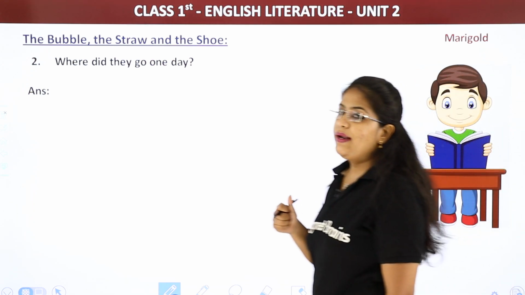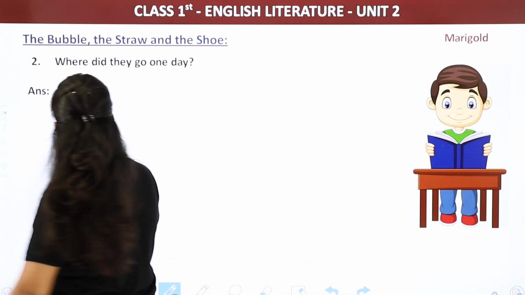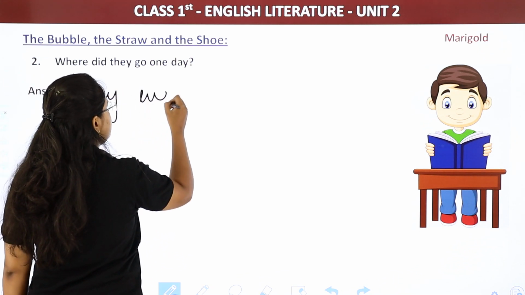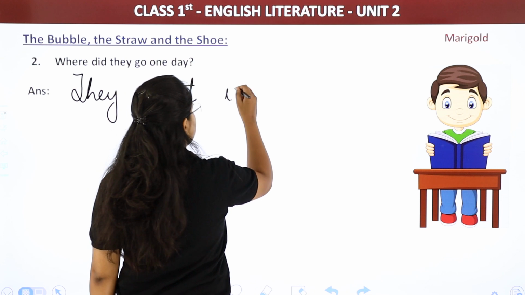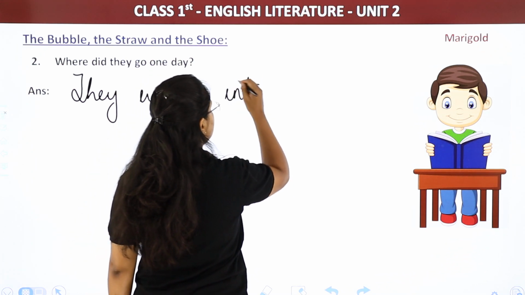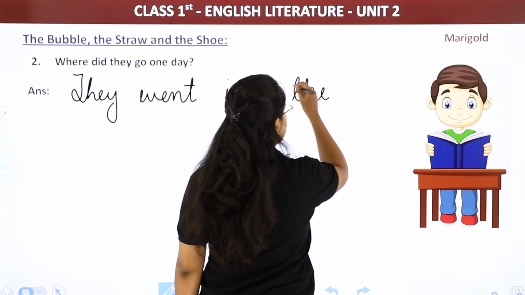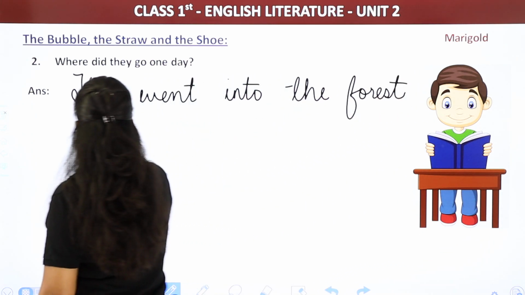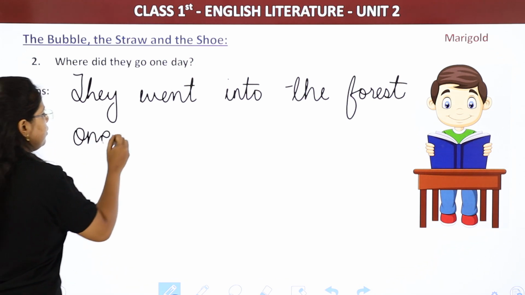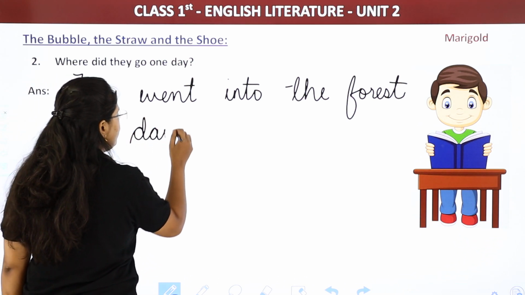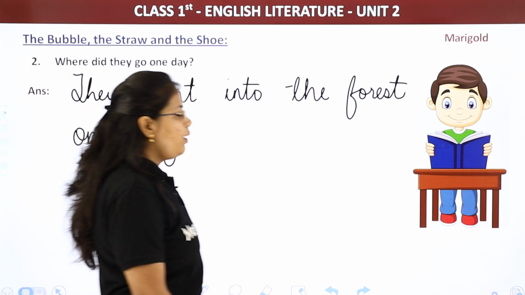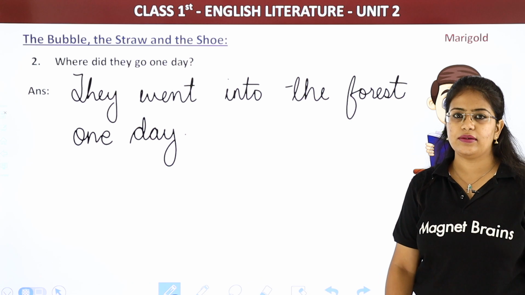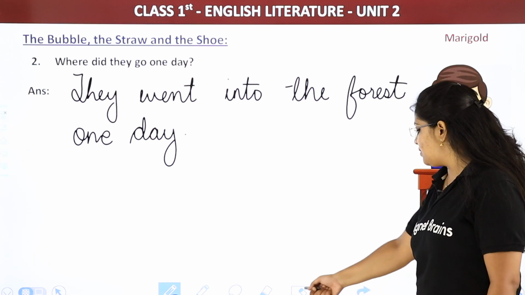Where did they go one day? एक दिन कहाँ गए वो लोग? They went into the forest one day. वो लोग कहाँ गए एक दिन? Forest में. They went into the forest one day. F-O-R-E-S-T, forest.